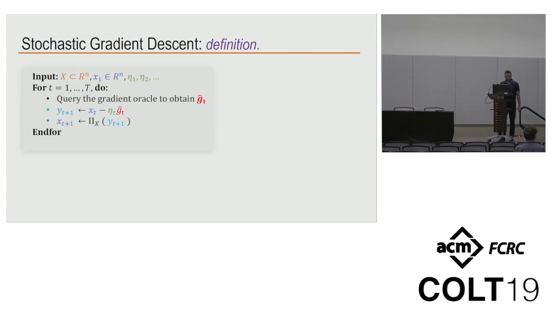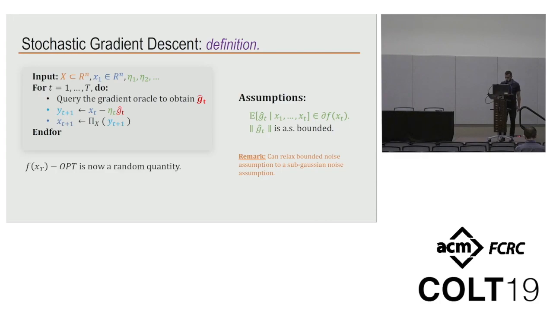Okay, so now I'd like to move on to talk about our high probability results. And in order to do so, I need to define stochastic gradient descent. The only difference between stochastic gradient descent and gradient descent is that the gradient oracle for stochastic gradient descent returns to you a random quantity g_t hat. And our only assumptions about g_t hat is that it is a gradient in expectation and its norm is almost surely bounded.